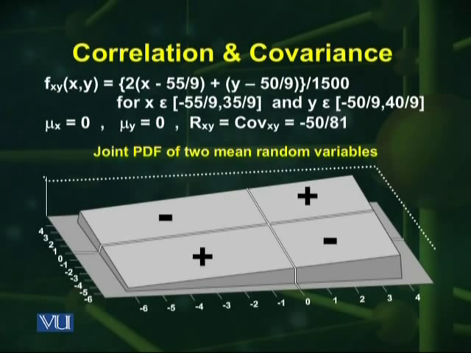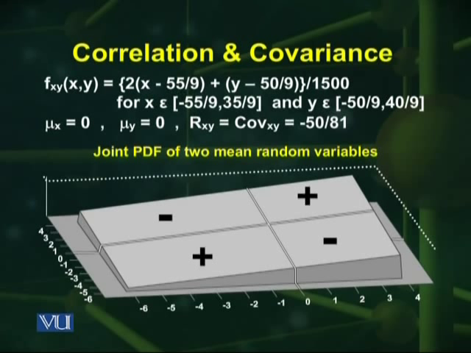And if you evaluate this integral properly, you will get the correlation, which is the same as covariance for this case, to be minus 50 over 81. It's a small negative number. And this small negative number gives us a hint that the two negative contributions are more than the two positive contributions. If you look carefully at the tilted plane shifted in all the quadrants, you will see that indeed the negative areas contribute slightly more than the two positive areas.